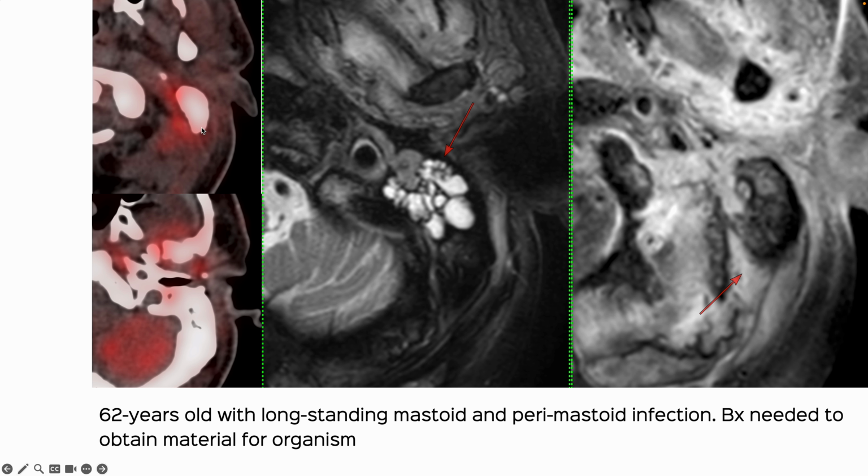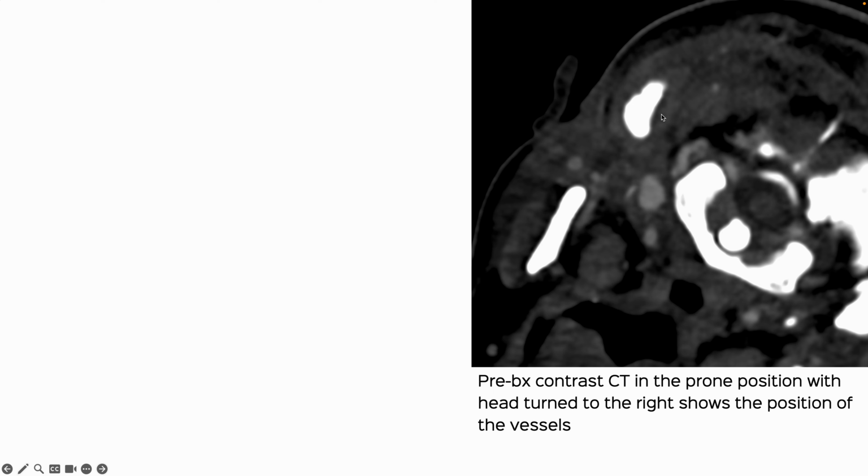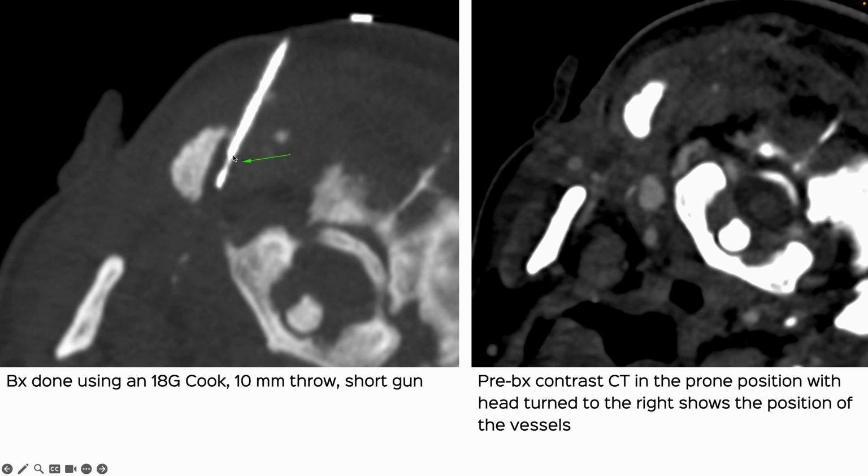My choice was to go into the bone or into the perimastoid soft tissue. When the patient came in, I put him in the prone position with a little tilt towards the opposite side, and did a contrast study to figure out where everything is. The vertebral and the carotids are all far away, and the facial nerves are nowhere near as well. There's enough play here, so I just used an 18 gauge Cook needle adjacent to the mastoid and biopsied the soft tissue. It actually turned out to be Aspergillus PCR positive.